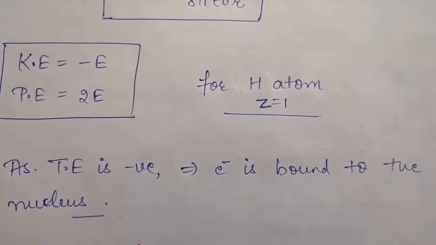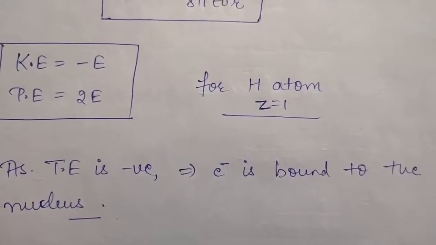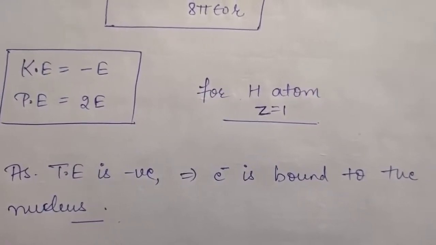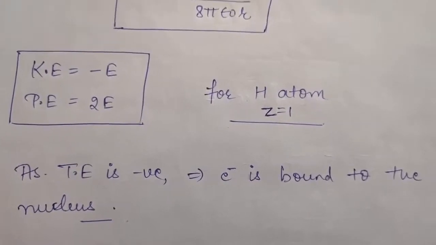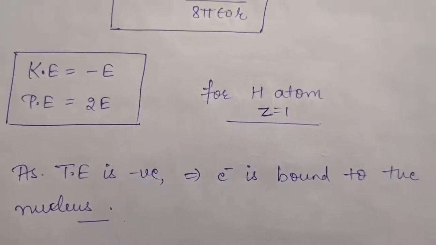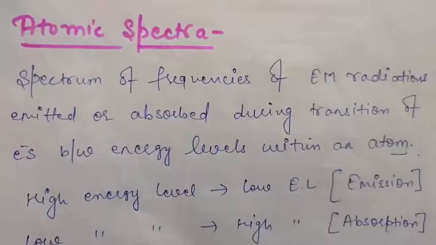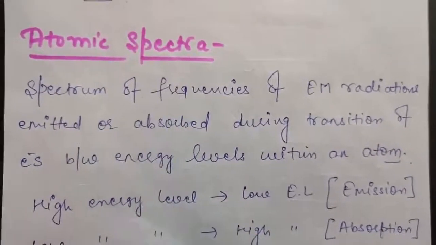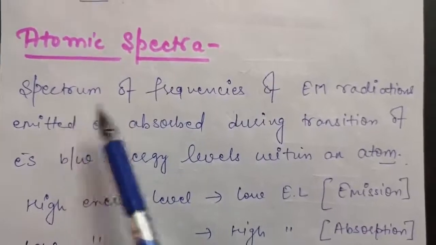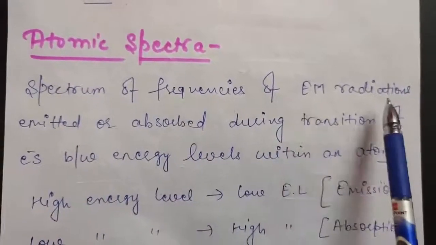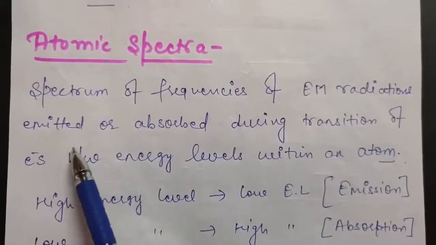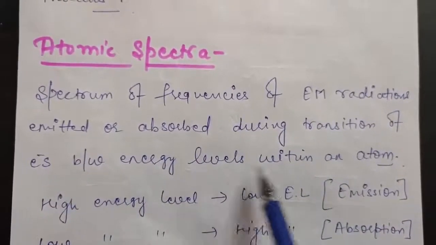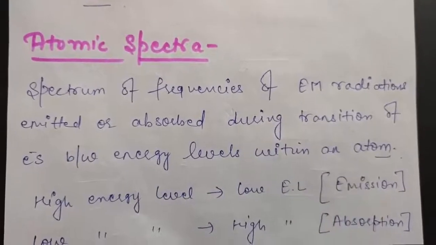Okay. Now there were some limitations of Rutherford model also, due to which Bohr's model came into play. So before studying the limitations of Rutherford model, let me tell you about the atomic spectra. So first of all, we will be studying about atomic spectra. So what is atomic spectra? The spectrum of frequencies of electromagnetic radiations emitted or absorbed during transition of electrons between energy levels within an atom is called atomic spectra.